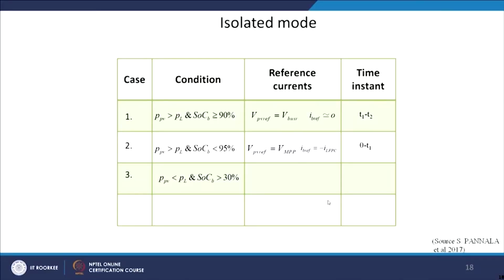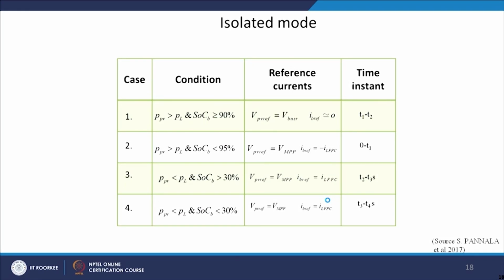Now in case of isolated mode, we have considered case 1, where PV is greater than PL and the SOC is greater than 90. Case number 2, where PV is greater than PL and the SOC is less than 95%. Case number 3, where PV is less than PL and the SOC is greater than 30%, and then PV less than PL and the SOC is less than 30%. So once again different scenarios have been discussed.